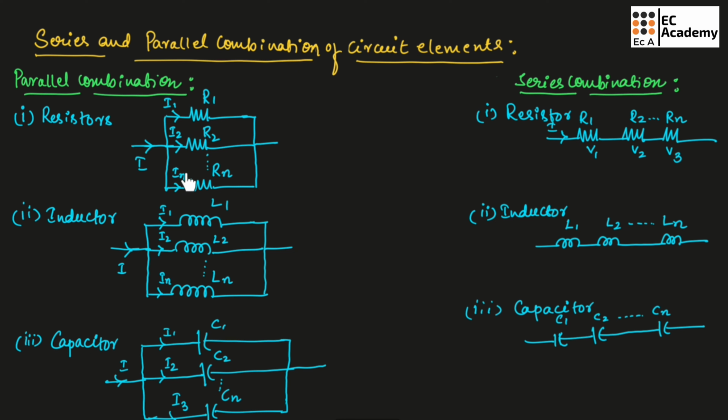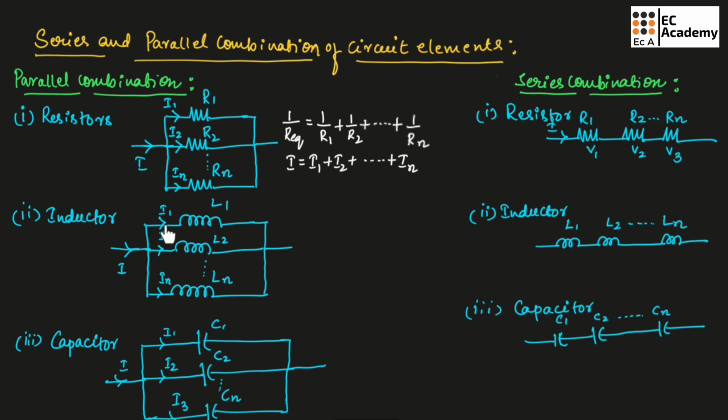For this parallel combination of resistor, we can replace it with a single resistor which is known as R equivalent. So, equivalent resistor for all this parallel combination, we can write a formula as 1 by R equivalent is equal to 1 by R1 plus 1 by R2 plus and so on up to 1 by Rn. If we solve this equation, we will get an equivalent resistor, that is a single resistor in place of all these parallel combination of resistors. Here current get divided as I is equal to I1 plus I2 plus and so on up to In, and voltage across all these resistors will remain the same.